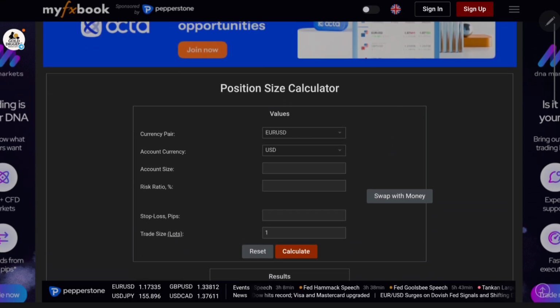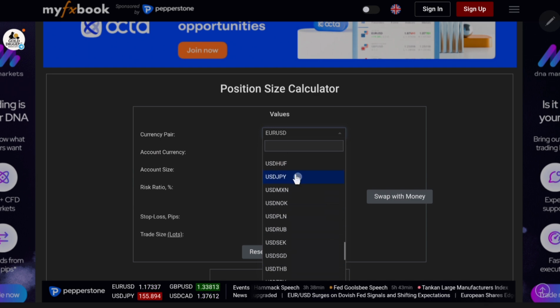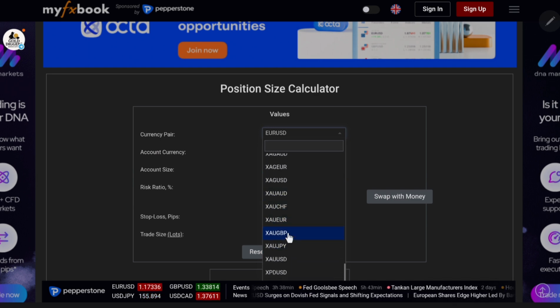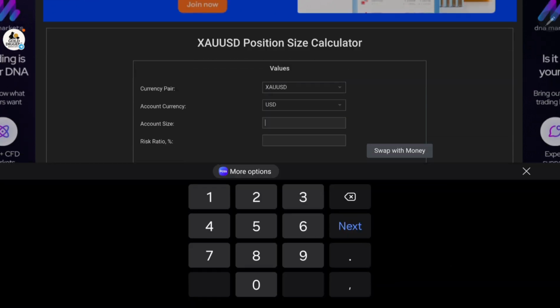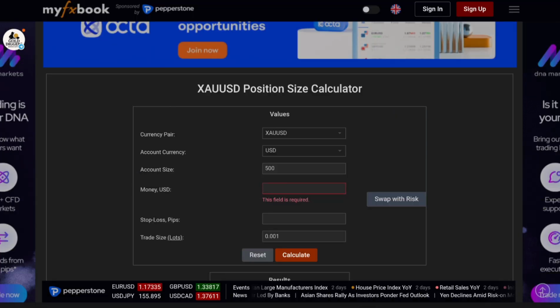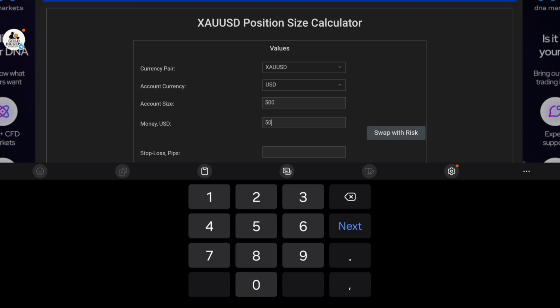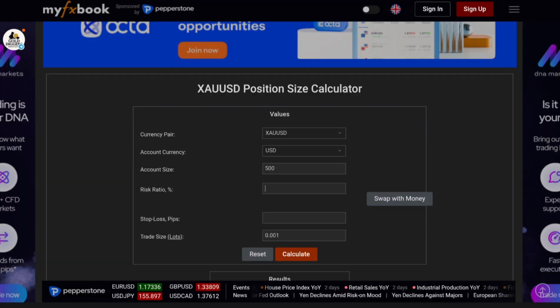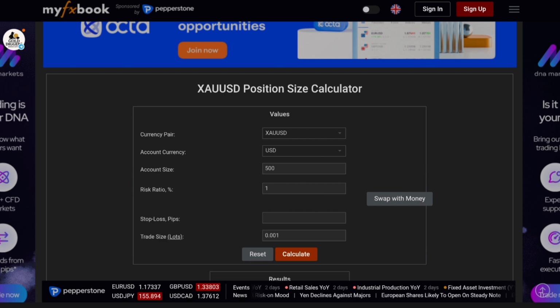Now coming here, you will just select XAUUSD. Then you put your account amount, if it's 500, if it's $100. Then here is the risk percentage. If you don't know the percentage, you can swap it to money. Probably you put $50. If you want to know the risk percentage, probably you want to risk 1%. You put 1 there. Whatever you want to risk.